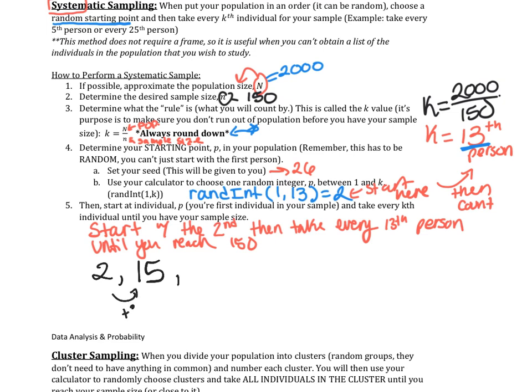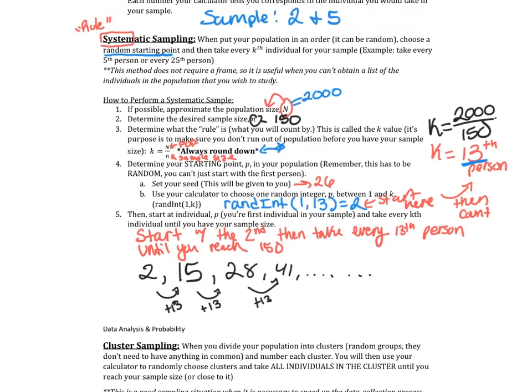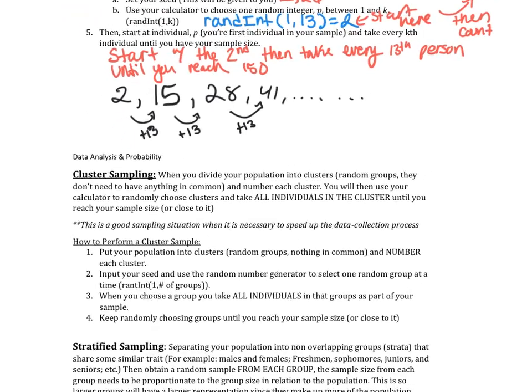15 plus 13 is 28. So we take the 28th person. 28 plus 13 is 41. So we take the 41st person, and so on. So you keep going and going and going until you get 150 people. Okay? So now we have a systematic sample.